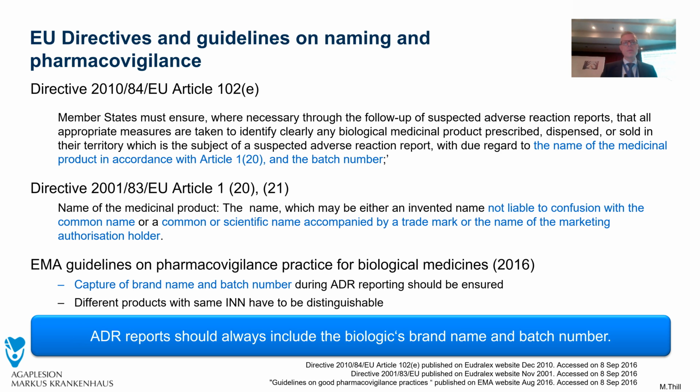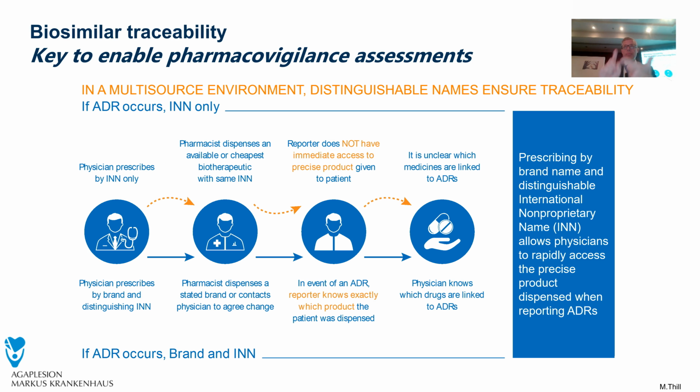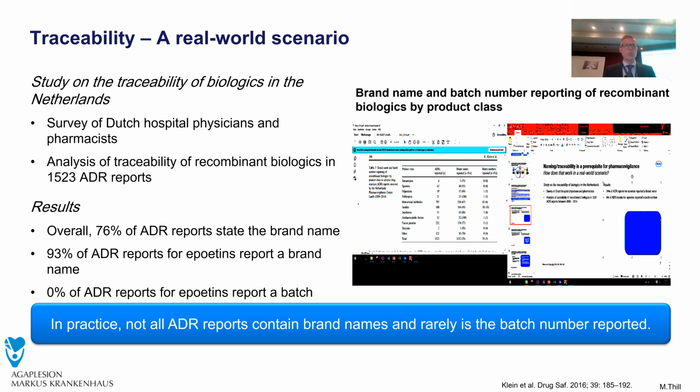I will skip this, and of course there are directives from different years, but all in all, the EMA guideline on pharmacovigilance practice for biological medicine from the year 2016 says we have to capture the brand name and the batch number. Brand name and batch number. This is what I told you already.